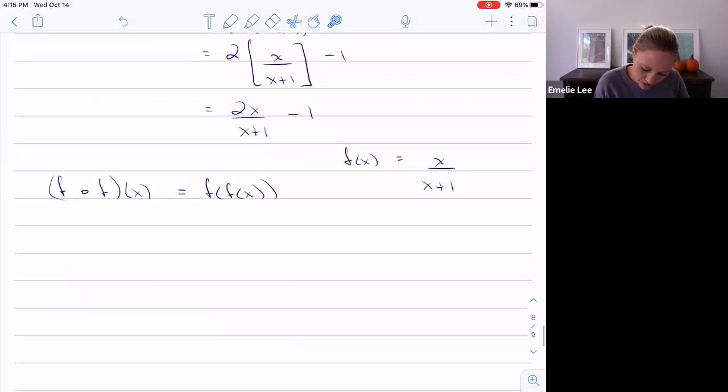Oh, do you mean here? 2x. Do you mean for this previous one, Dermot? I haven't tried putting it over a common denominator. 2x minus x minus 1 is x minus 1 over x plus 1. Close, but not quite. So I'm just going to leave it like this, I think.